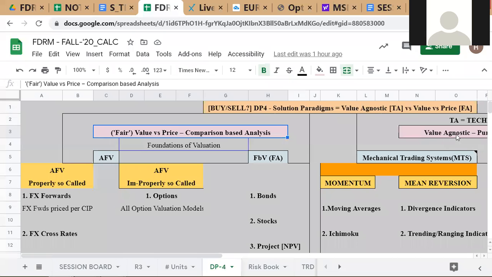In TA, we don't care about what is fair value. We just look at price and we analyze the price patterns. So that's important to understand, because you can solve the buy-sell problem without any reference to fair value. Okay, it's important to understand that. Now, whether or not you will actually believe in this is a different matter. Okay, some people may not actually believe in this, like your senior, I think Pratik Chugh is your senior.